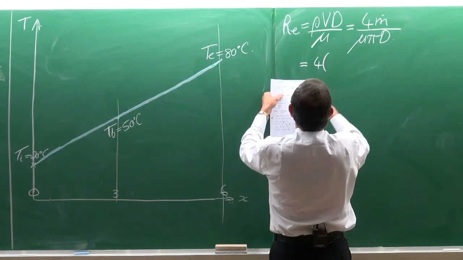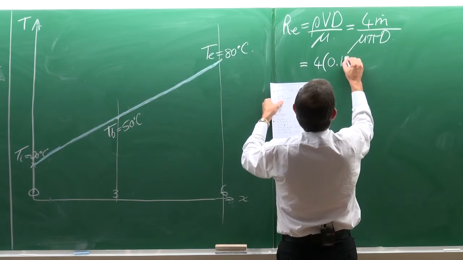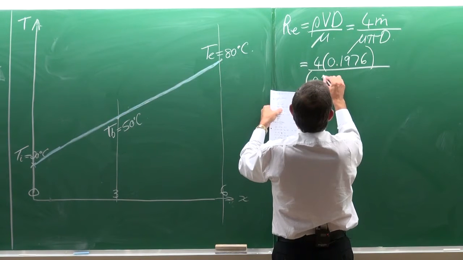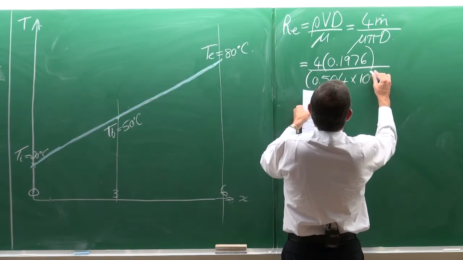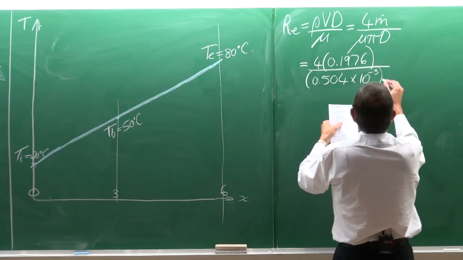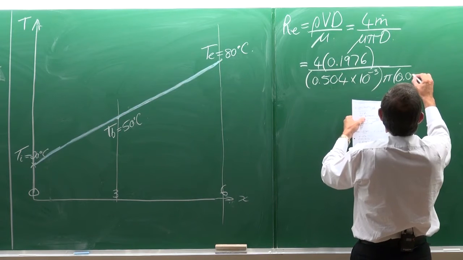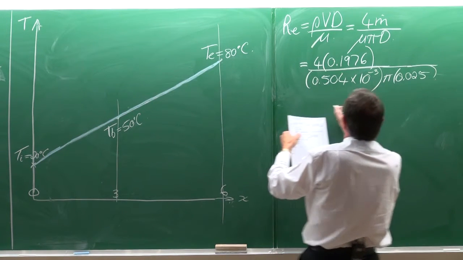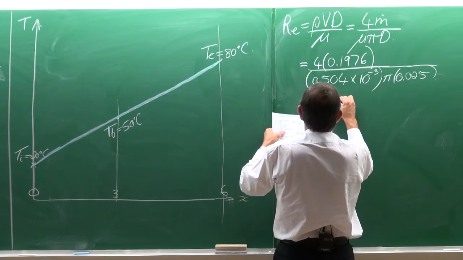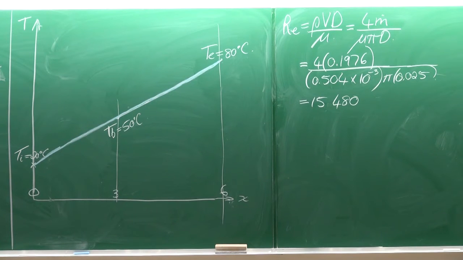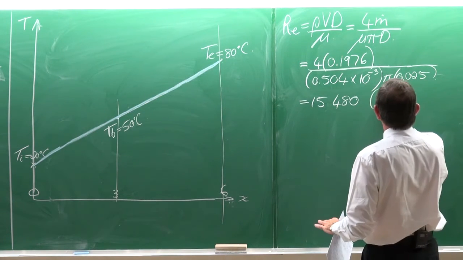So it is 4 times the mass flow rate. The mass flow rate is 0.1976 divided by the viscosity, which is 0.504 multiplied by 10 to the minus 3, multiplied by pi, and the diameter, which is 0.025, and the result is a Reynolds number of 15,480. Now all Reynolds numbers more than 10,000 are considered fully turbulent. So this is definitely fully turbulent flow.